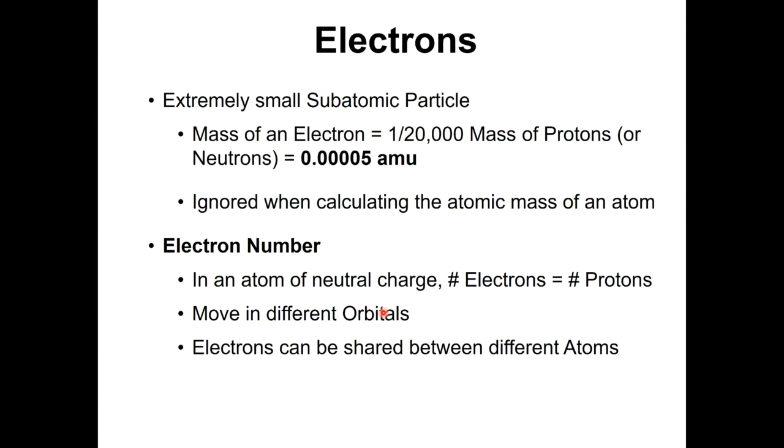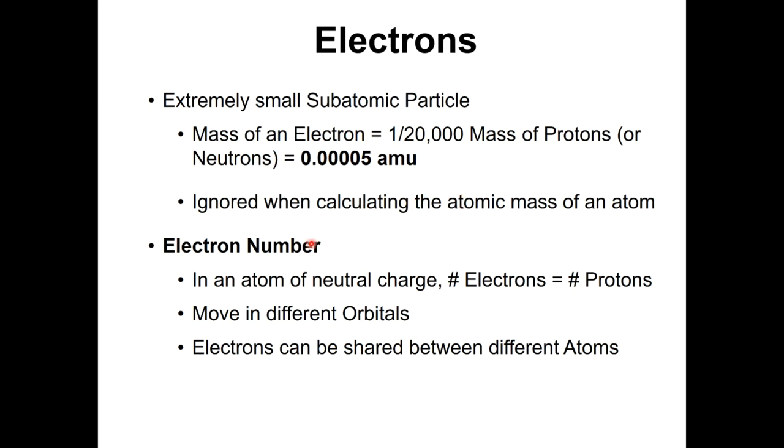Moving on, we talked about protons, neutrons, the atomic number, atomic mass, isotope. Now let's move to the third subatomic particle, which is the star, if you want, when it comes to the properties of elements and molecules: electrons. These are very small subatomic particles. They have a mass about 20,000 times smaller than protons and neutrons, in atomic mass unit value. That's the reason why they're ignored when calculating the atomic mass of an element.